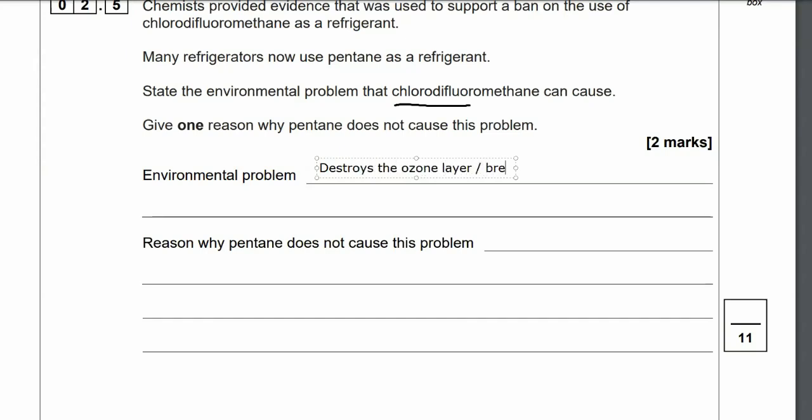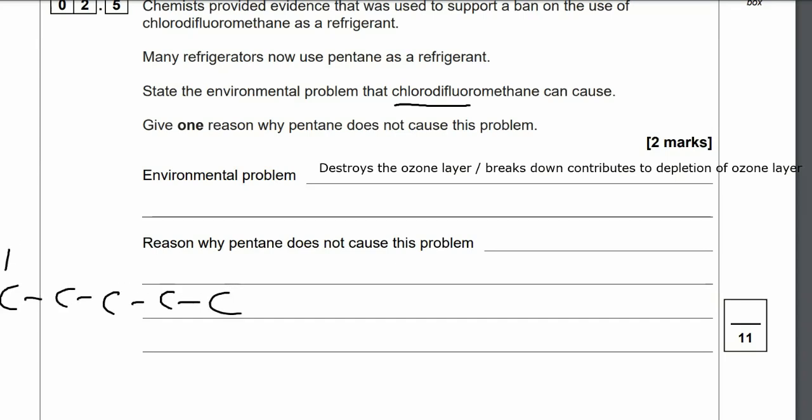Well, that's a CFC, and so we know it destroys the ozone layer and contributes to the depletion of ozone in the ozone layer, thinning it or making holes in the ozone layer, which is pretty dangerous because it lets ultraviolet radiation, the dangerous ultraviolet radiation, through.